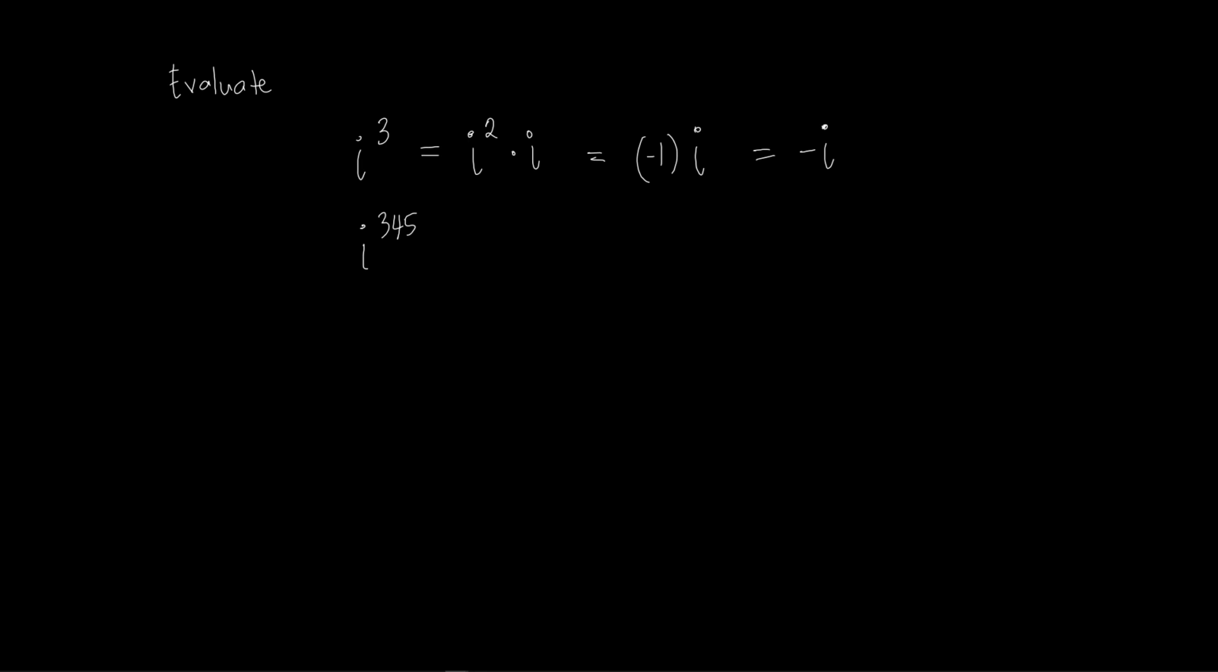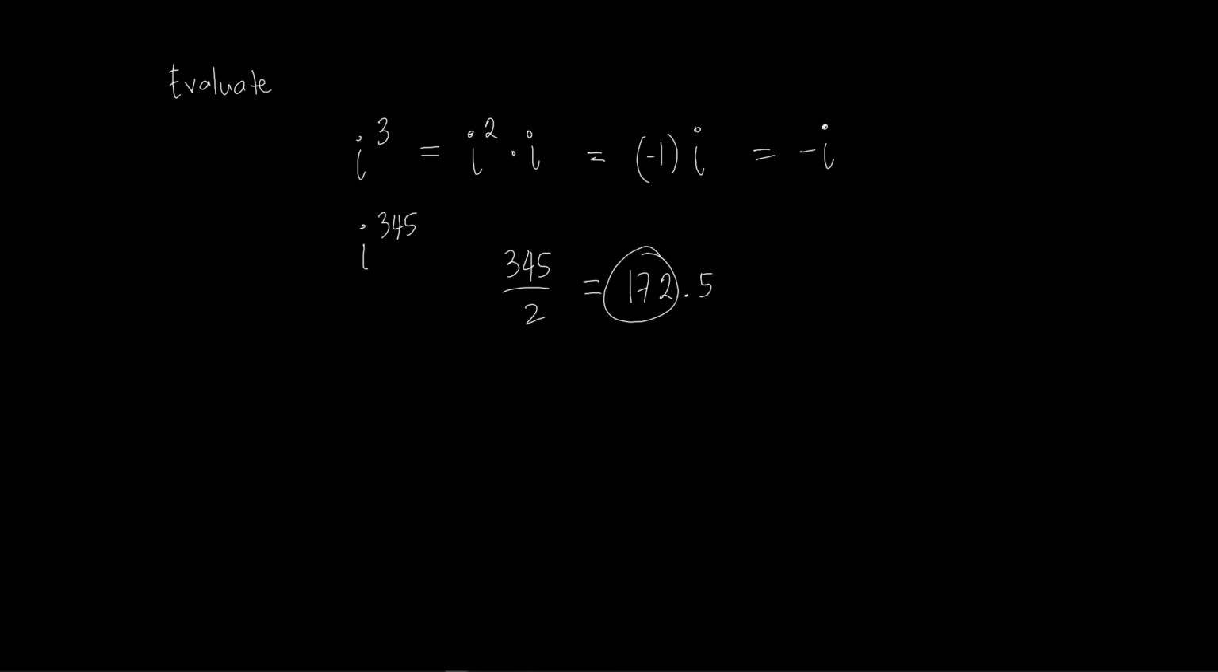All you need to do is check if it is odd or even. So, what we do is divide the exponent by 2. What is 345 divided by 2? 172.5. Okay.